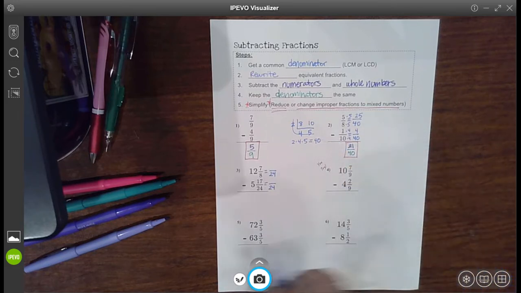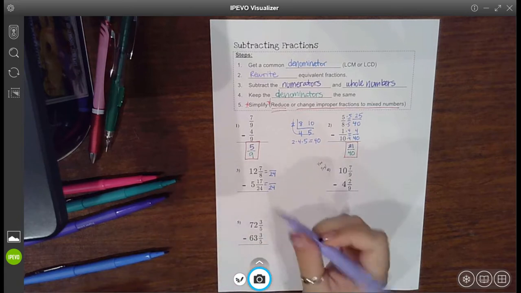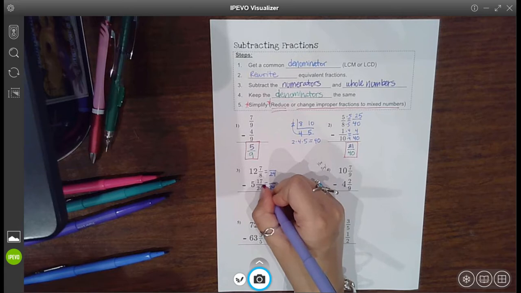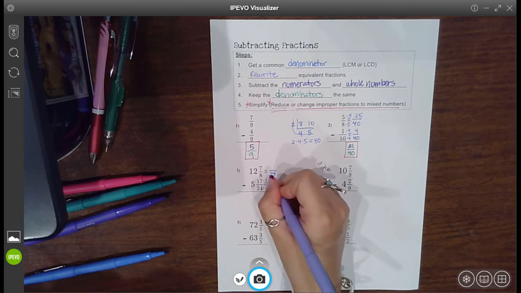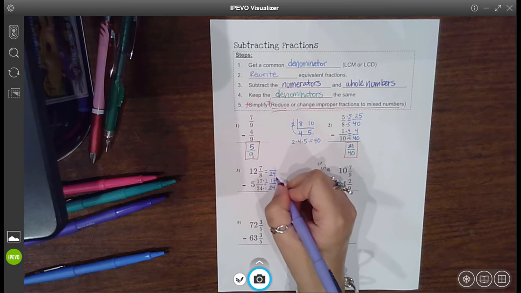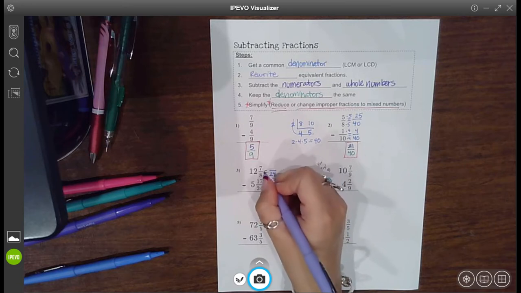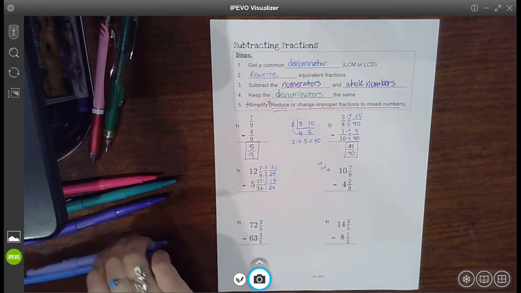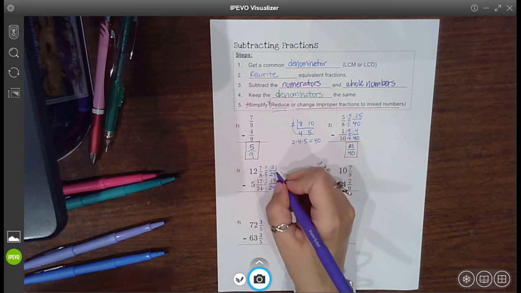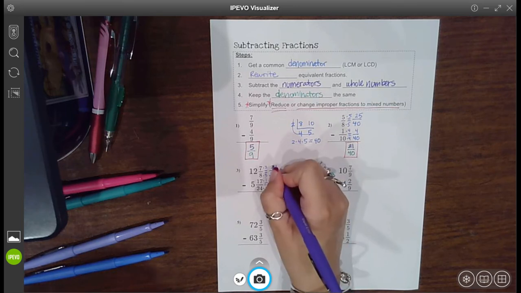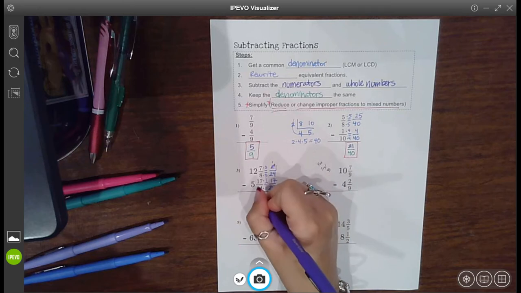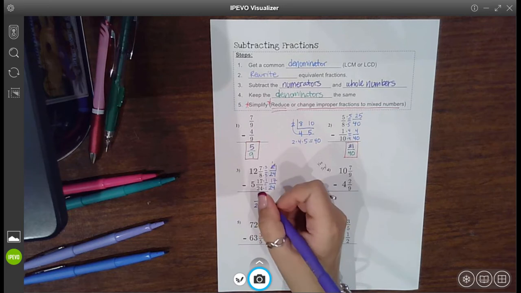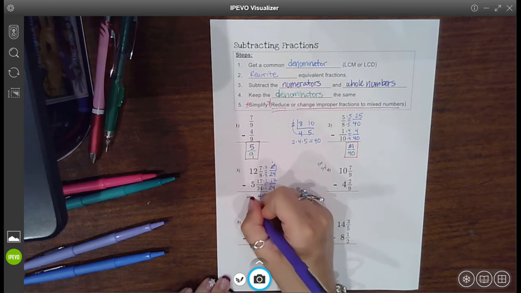Okay, now that we have our common denominator, let's rewrite equivalent fractions. 24 times what is 24? 1. So 17 times 1 is 17. 8 times what is 24? 3. So 7 times 3 is 21. Now that you have equivalent fractions, subtract your numerators. 21 minus 17, let's borrow. 11 minus 7 is 4. 1 minus 1 is 0. So you have 4 over 24. Don't forget your whole numbers. 12 minus 5 is 7.